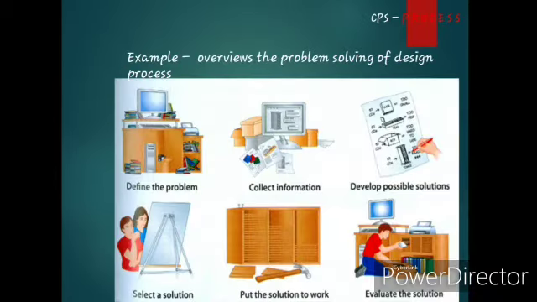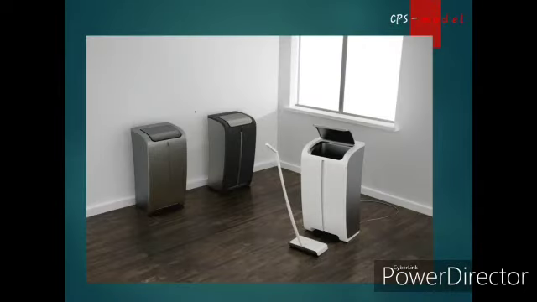Next, for example, an overview of the problem solving of the design process. Define the problem. Collect information. Develop possible solutions. Select a solution. Second last, put the solution to work. And last, evaluate the solution. This is the design process. And this is a model.